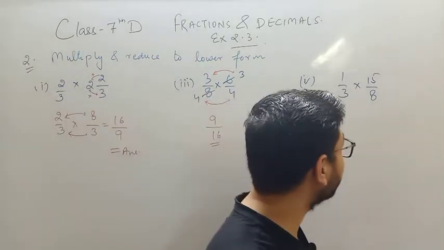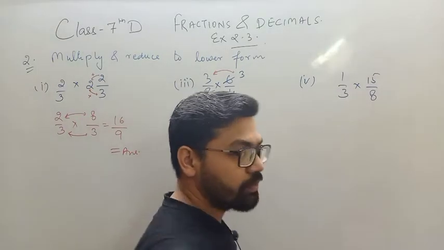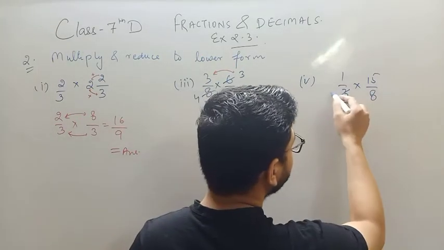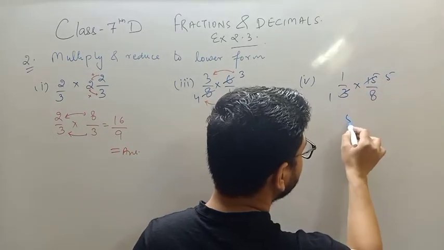Now the fifth part. Now you have two fractions. 3 ones are 3, 3 5s are 15. So your answer is 5 upon 8.